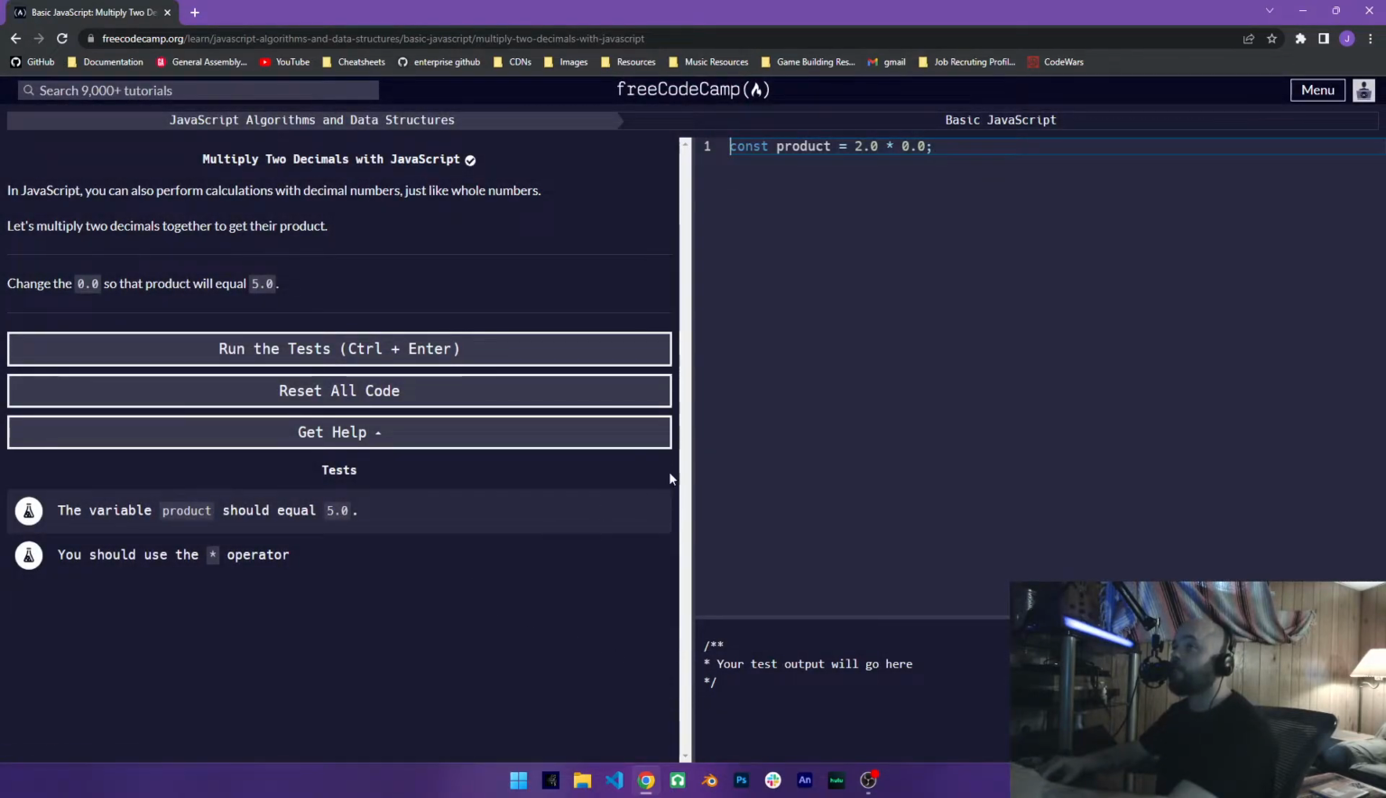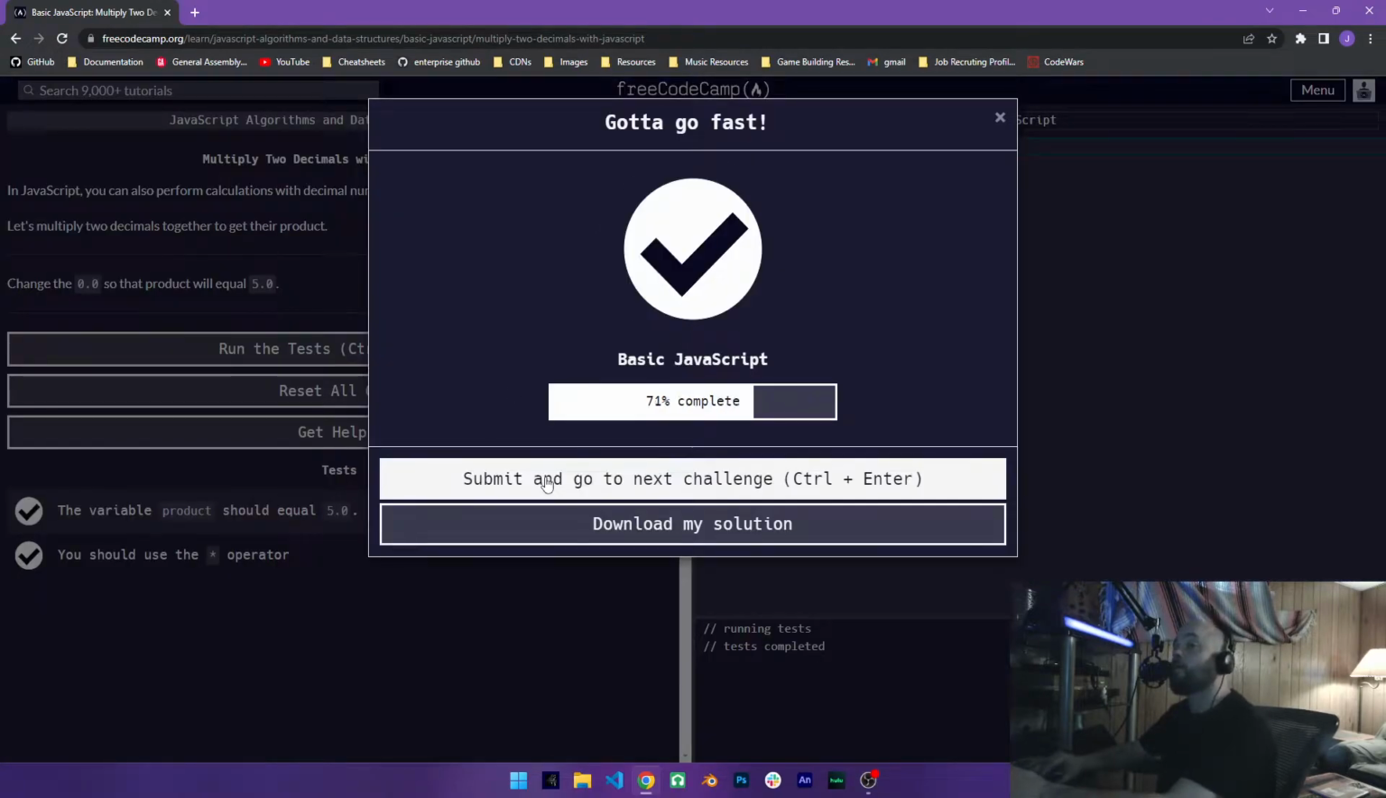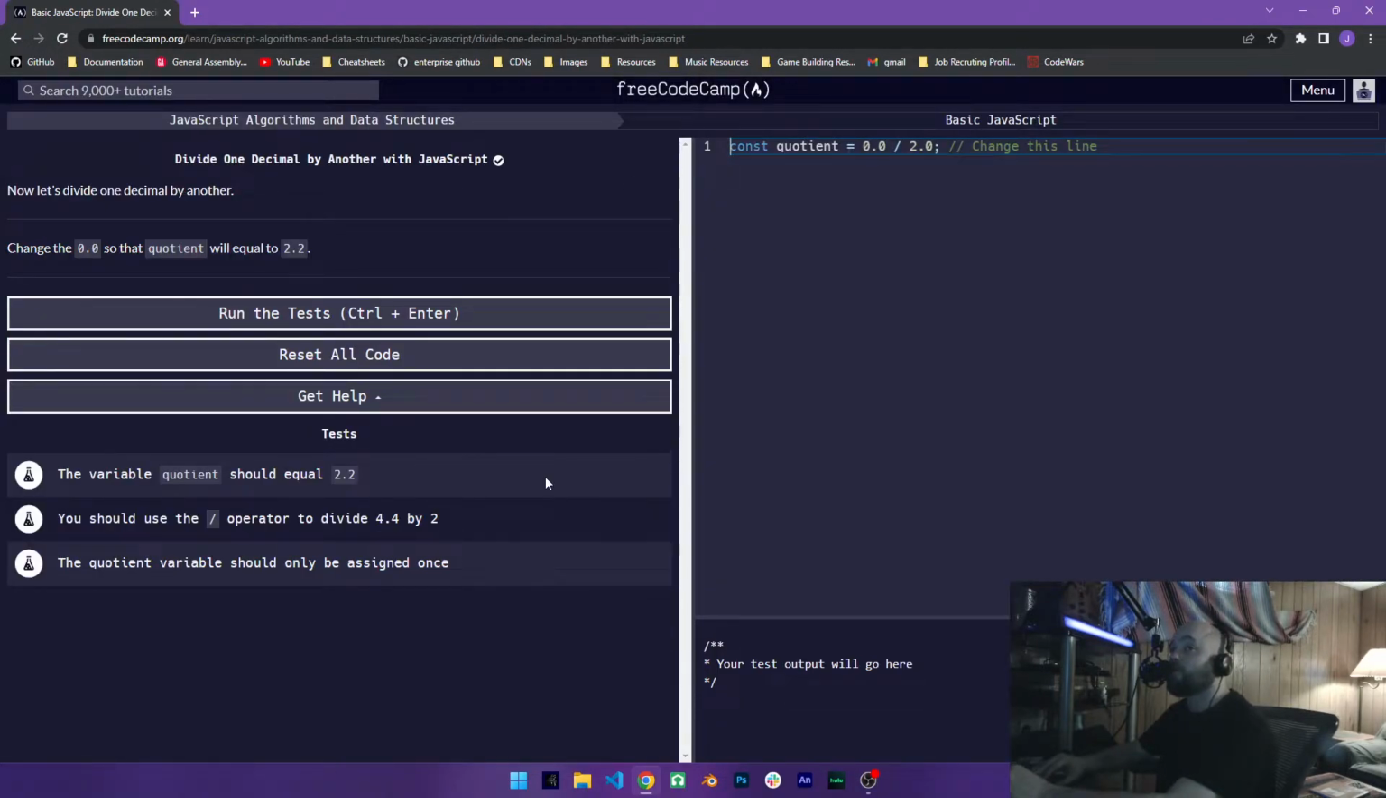Next, we have to multiply two decimals with JavaScript. So we do the exact same thing the exact same way. It wants us to change the 0.0 so that the product will equal 5.0 using multiplication. So that would be 2.5 times 2 is 5. It's the exact same process, except it wants us to do division, and it needs to equal 2.2. So 4.4.